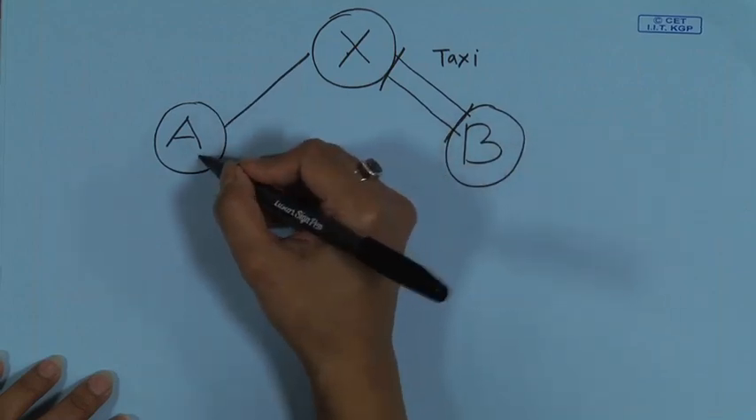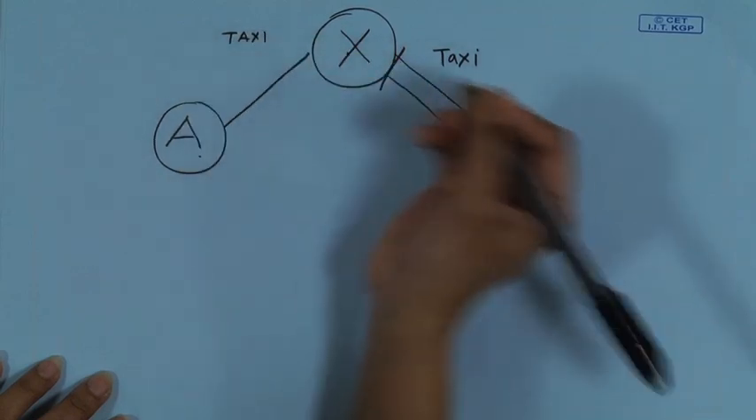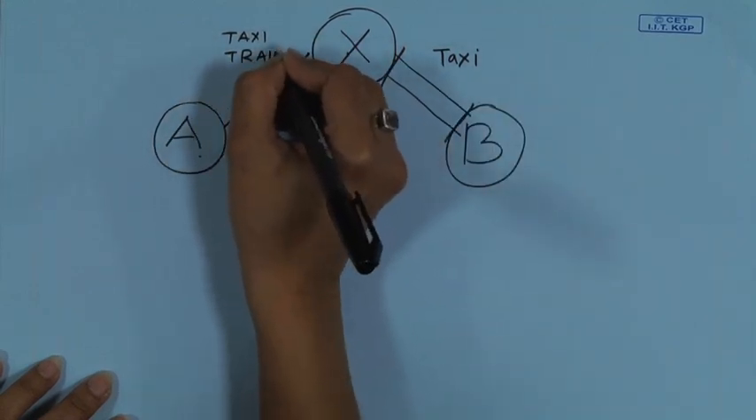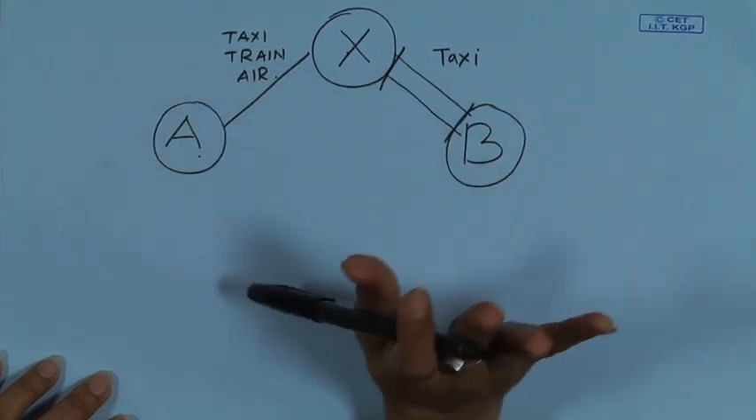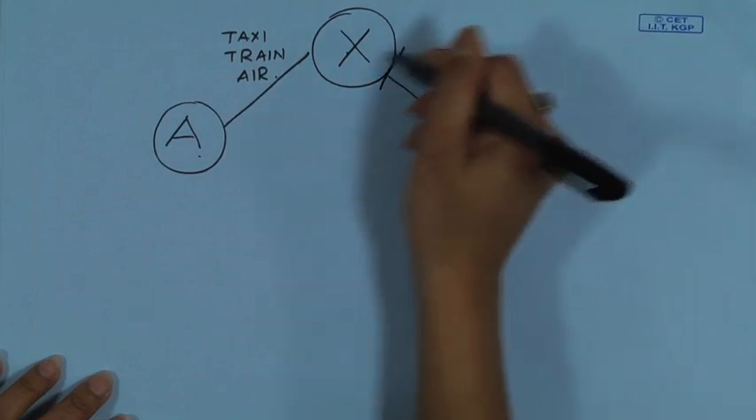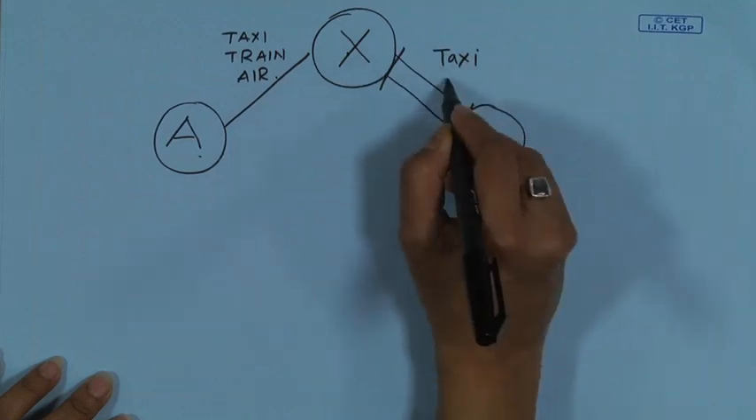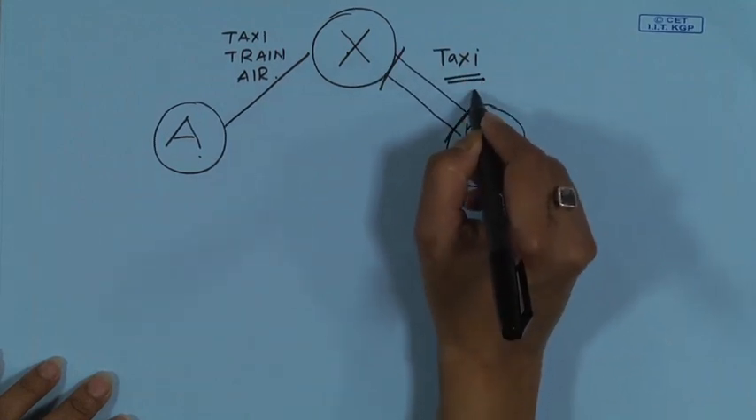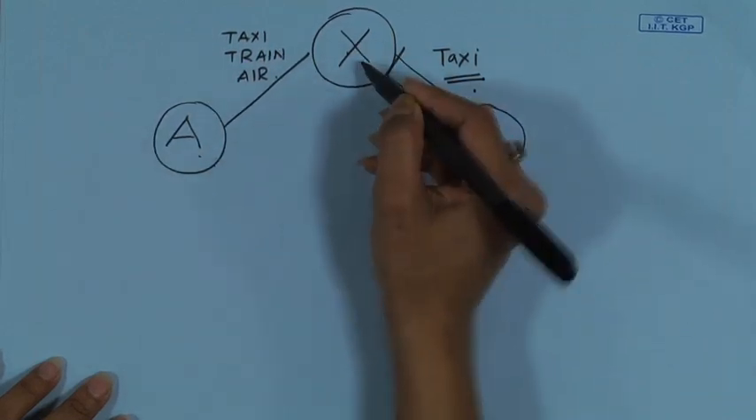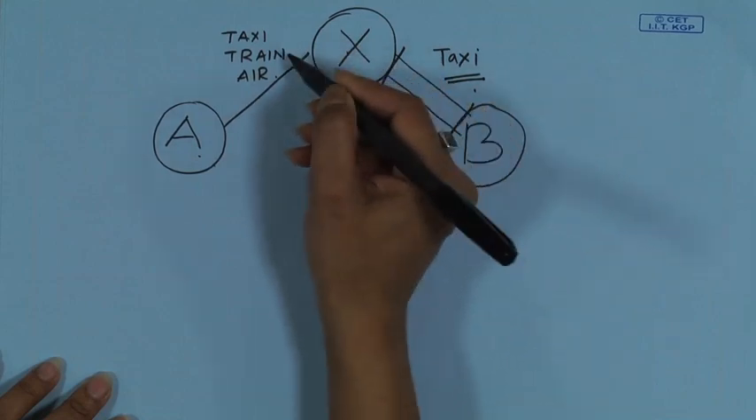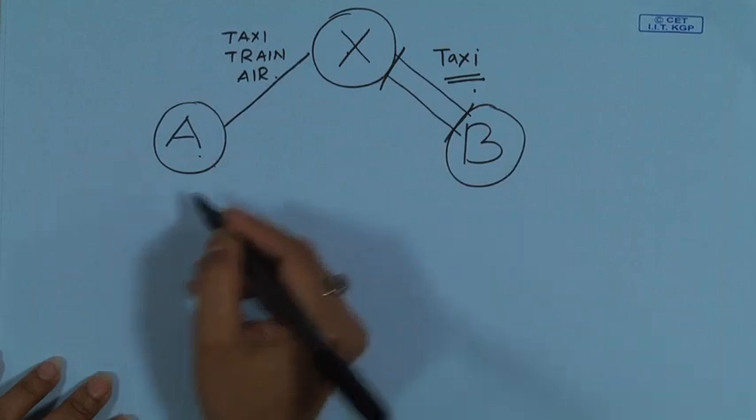But for traveling from A to X, you can use many modes. One is taxi, one is train, another is by air. So, you cannot do anything for the second part. This part is limited by the speed of the taxi only. But all we can do is improve the part from A to X, either using taxi, train, or by air. So, this is where we have to see how we can optimize.